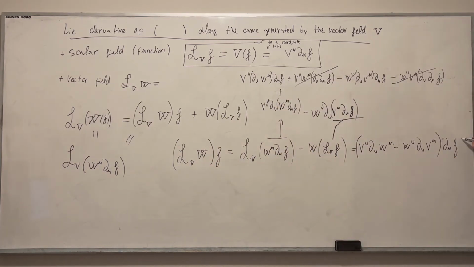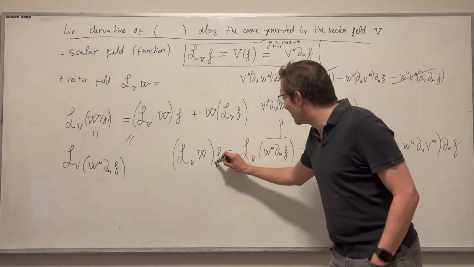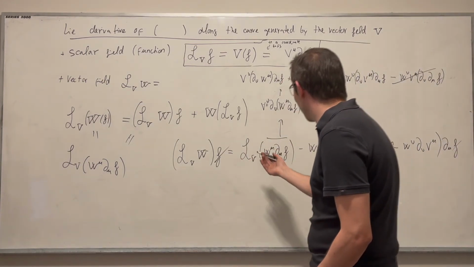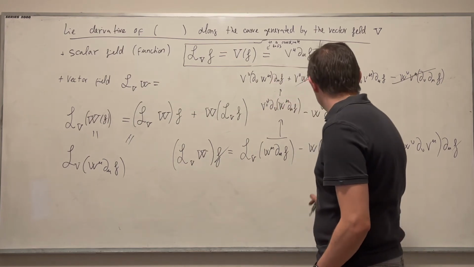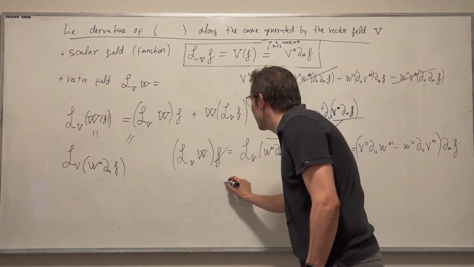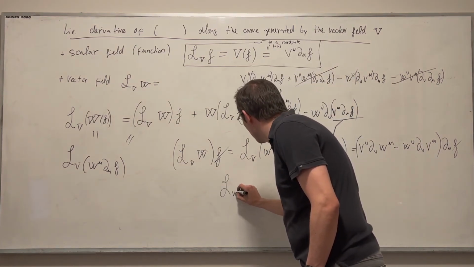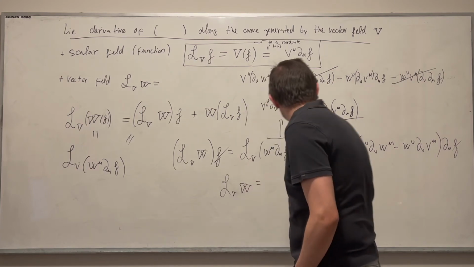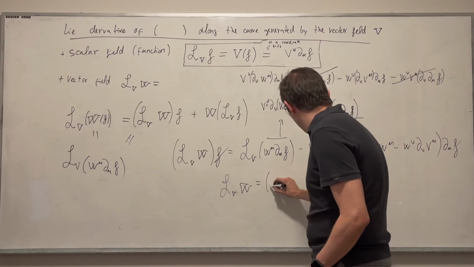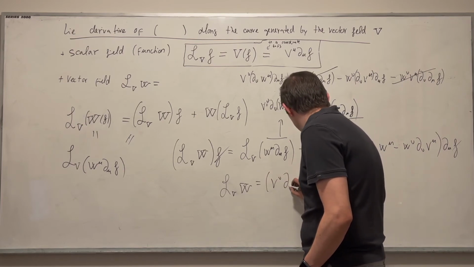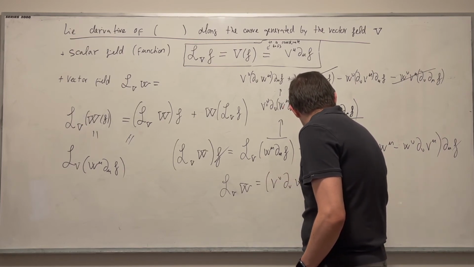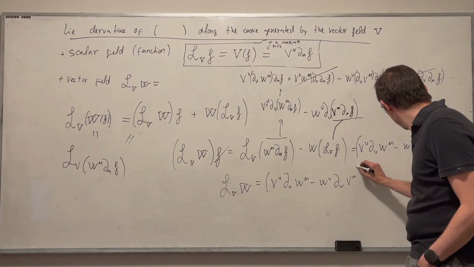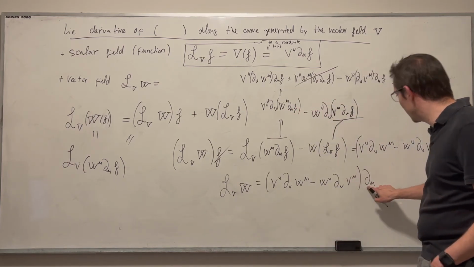Now, of course, we can remove the f, right? Because this is true for all f's. And then we found exactly what this thing is. In a coordinate basis, L_V W is equal to, and I wrote here, (v^ν ∂_ν w^μ minus w^ν ∂_ν v^μ) ∂_μ. These are the elements of the basis, right?